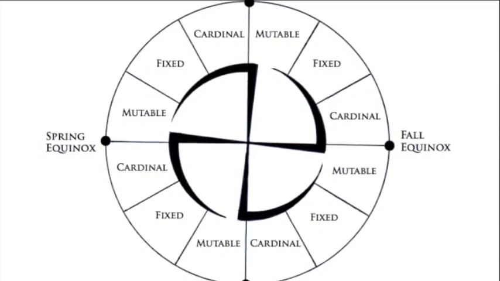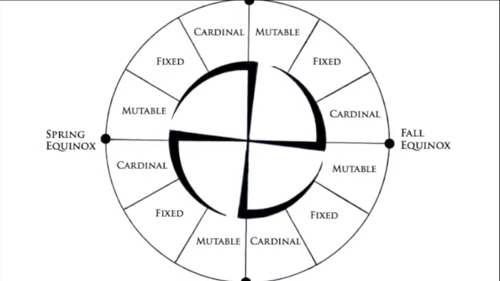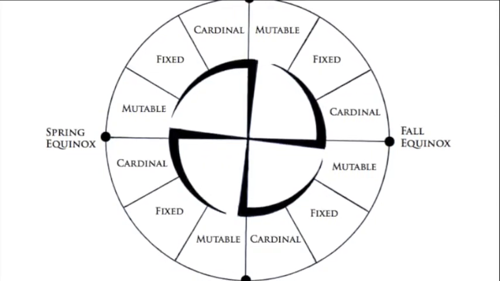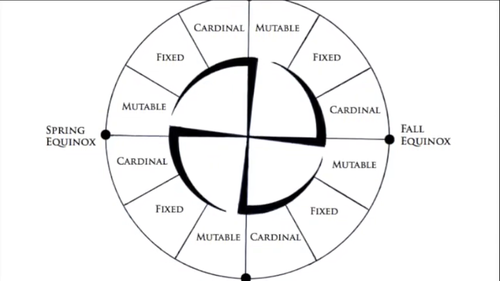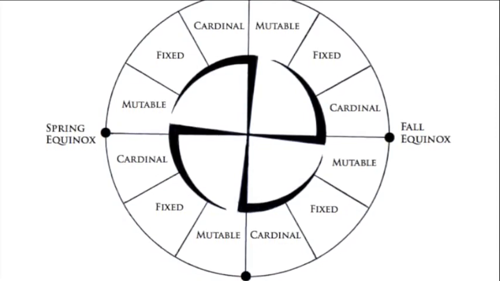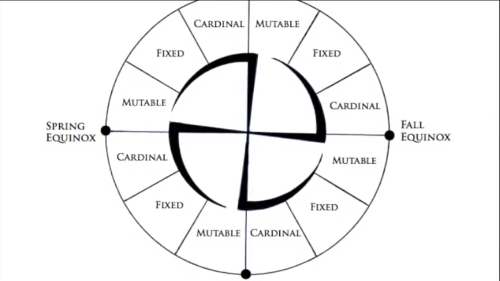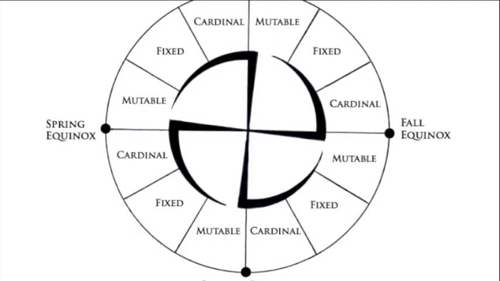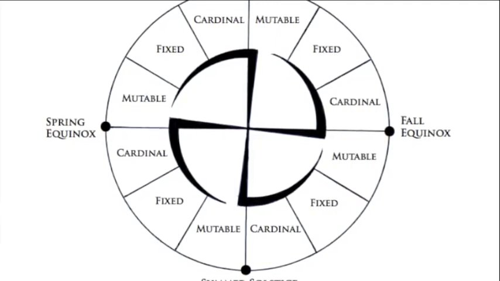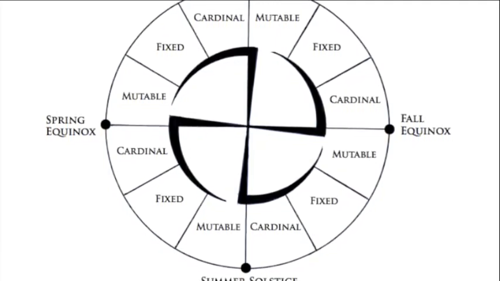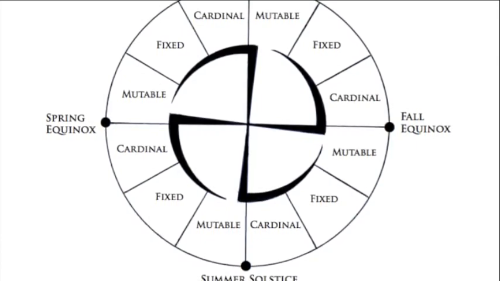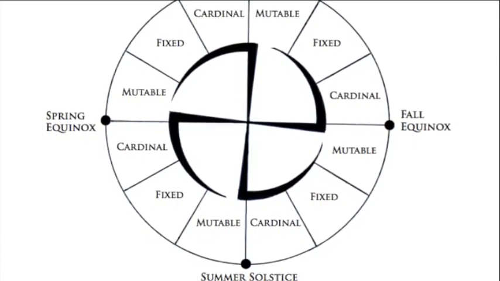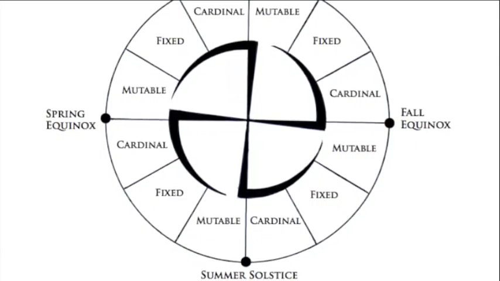The fixed modality represents the middle of a season or a process and represents fixity, centeredness, stillness, individuality, perspective, quote-unquote standalone, and is an archetype of the process itself, being neither at the beginning nor at the end of the season. It's right in the middle.